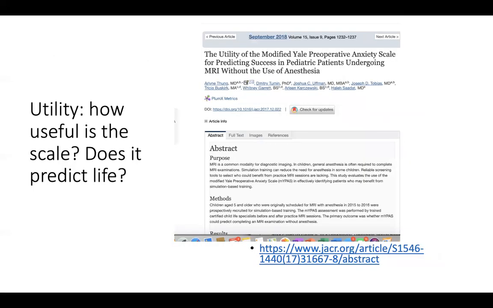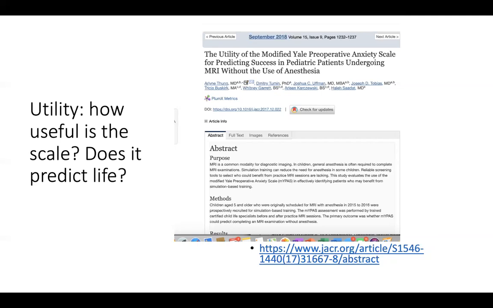We also looked at, in a different article, how useful the YPAS is. And so this is actually a different group. One of the authors was in our original group, but this is a much more recent article, The Utility of the YPAS. So how useful is this scale? You know, who cares if a kid's anxious or not? What does that even mean? So here you're looking at the meaning. How can I use the YPAS to help me?